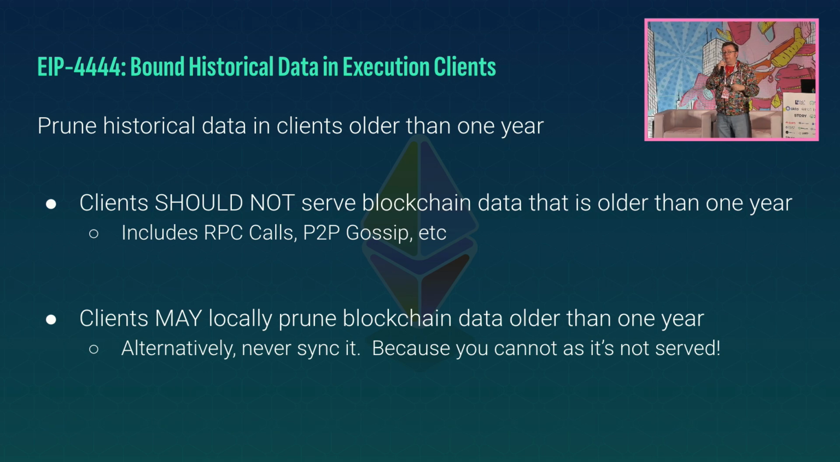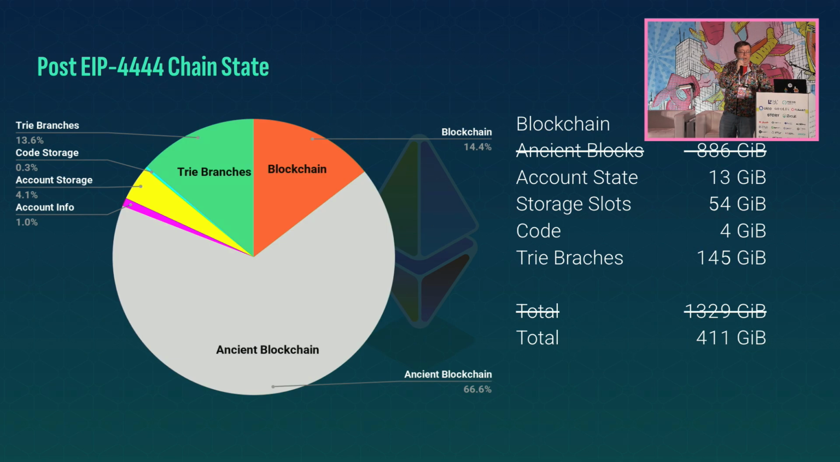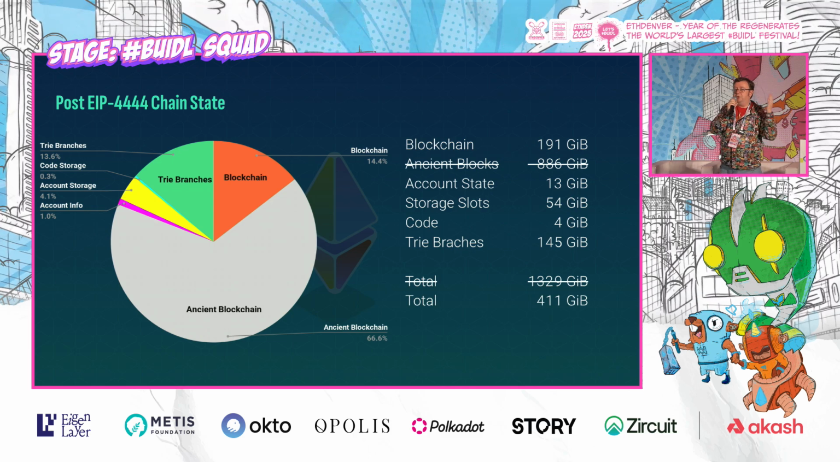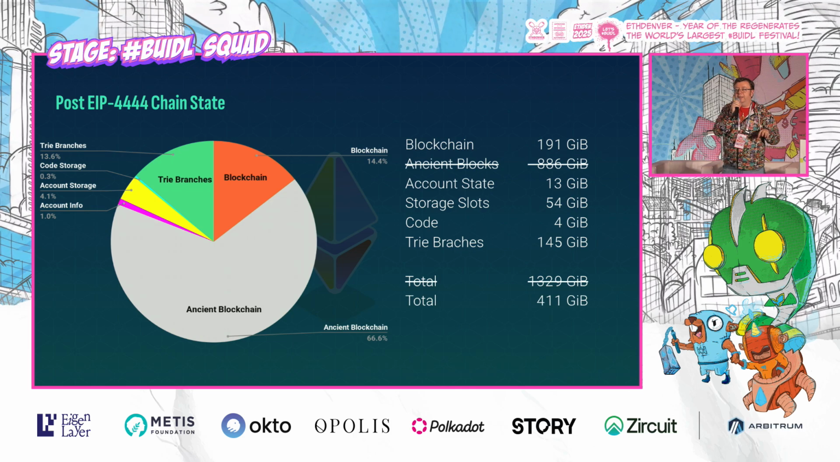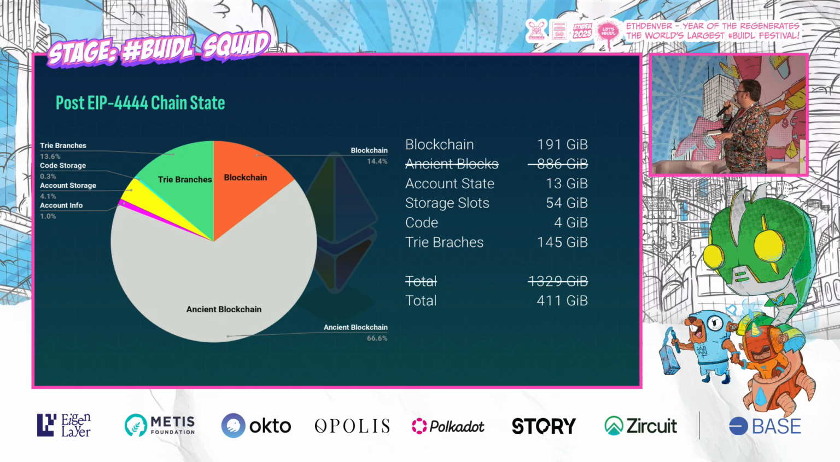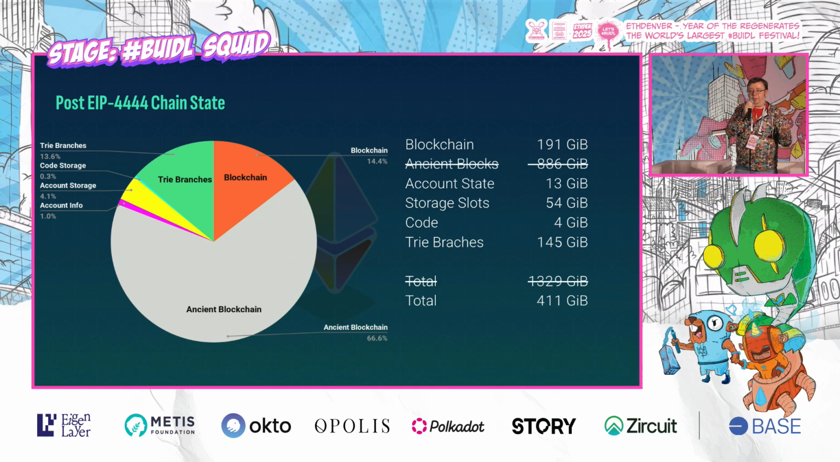That's what 4444 allows. And what happens if you take all that more than a year old data and you prune it away? You throw away basically a terabyte of data that you no longer need to keep on your client. It takes the amount of data that you need and cuts it by over two-thirds. So what used to take 1.5 terabytes now takes 0.5 terabytes.